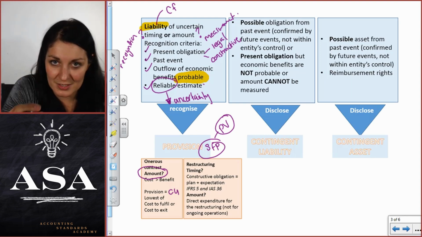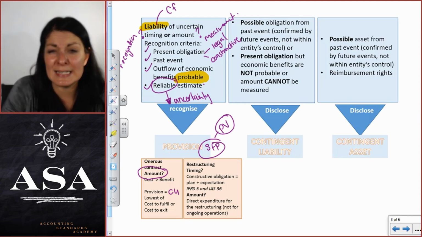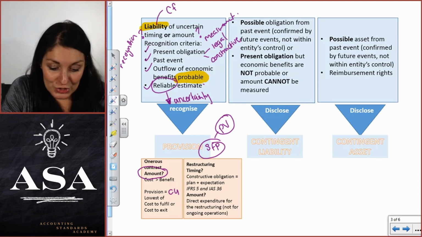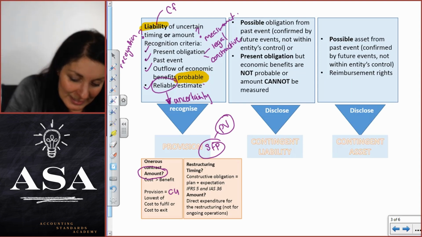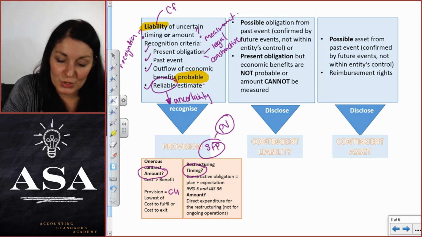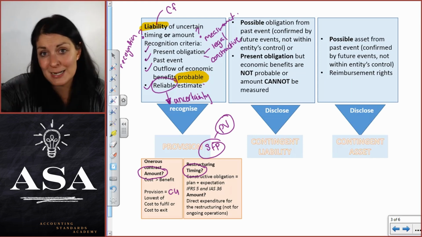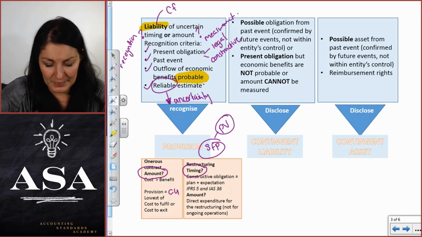Therefore, when that plan is announced and that expectation is created, you end up with a constructive obligation. So it's not necessarily legal. It could be legal as well, but it could also be constructive, and it says specifically that we need to look at that. So when a plan is announced and an expectation is created, watch out, there could be a constructive obligation leading to the recognition of a provision.